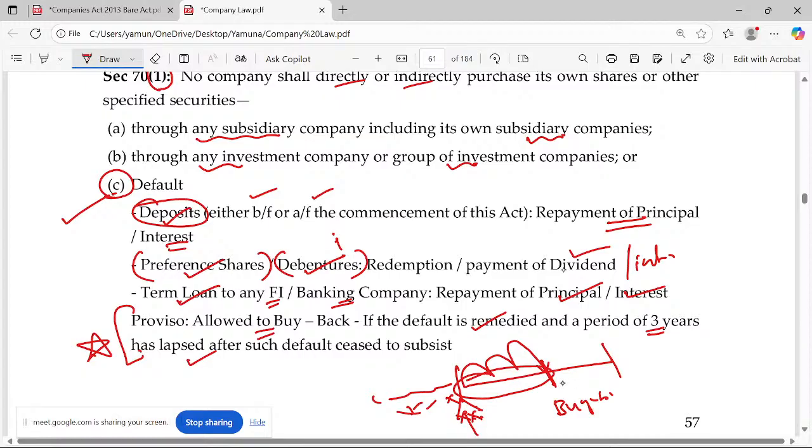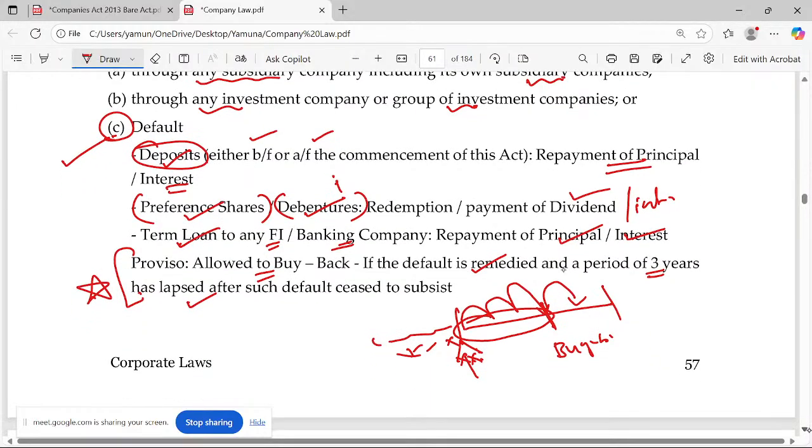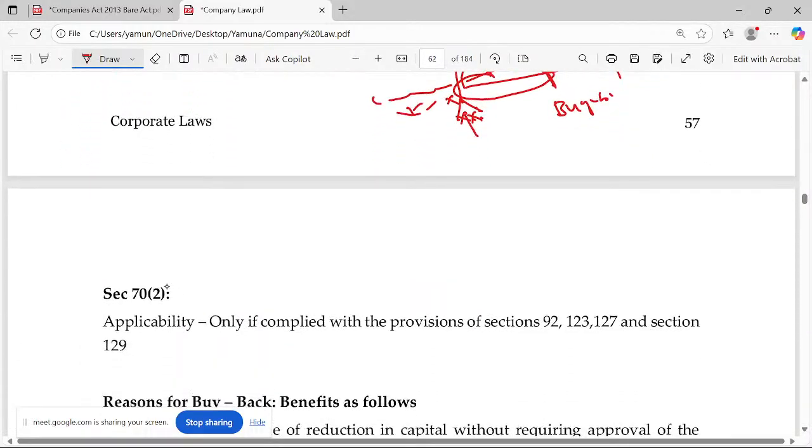Okay. See, these are meant to maintain the proper solvency of the company. And if you're going for the buyback, you have to clearly mention that within 1 year after the buyback, you'll not become insolvent. We have stated that already, right? So this is about subsection 1. Subsection 2 is applicable only if the provisions of 92, 123, 127, and 129 are complied with. This is all related to financial statements and annual returns.